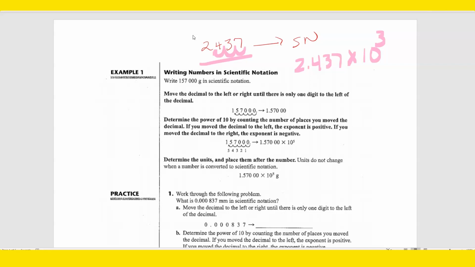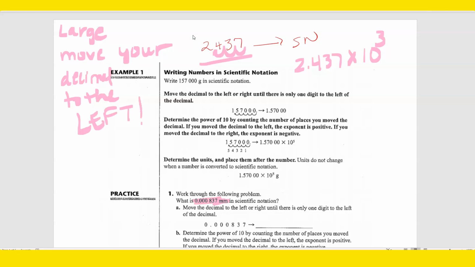Now, you're probably wondering, what if I have a small number like this one down here? What do I do? Well, you're going to move your decimal to the right this time. So what you notice is that when you have large numbers, okay, you will move your decimal to the left, okay? And your exponent will be positive.